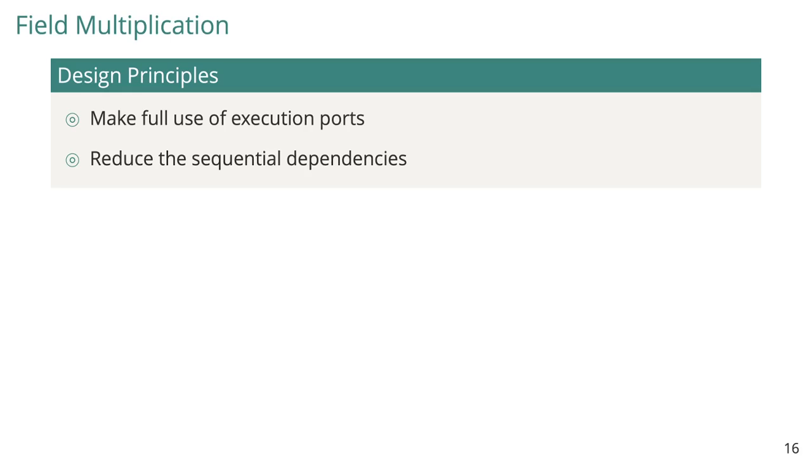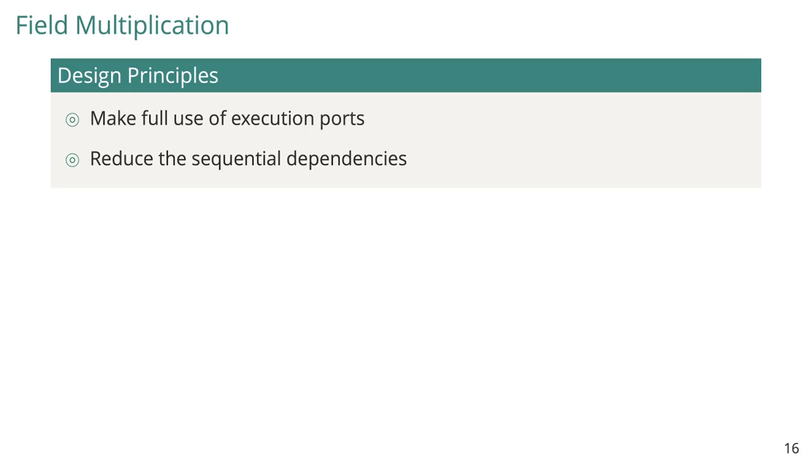Ideally, we'd like to make full use of the execution ports of the CPU. Then many instructions can be handled by different ports in parallel, and in each clock cycle, there are new instructions to be handled by ports. So it could accelerate the entire field multiplication. But due to the dependencies among the instructions, this is not easy. In other words, we would need to reduce the sequential dependencies among the instructions, so that we are able to better exploit the execution ports.